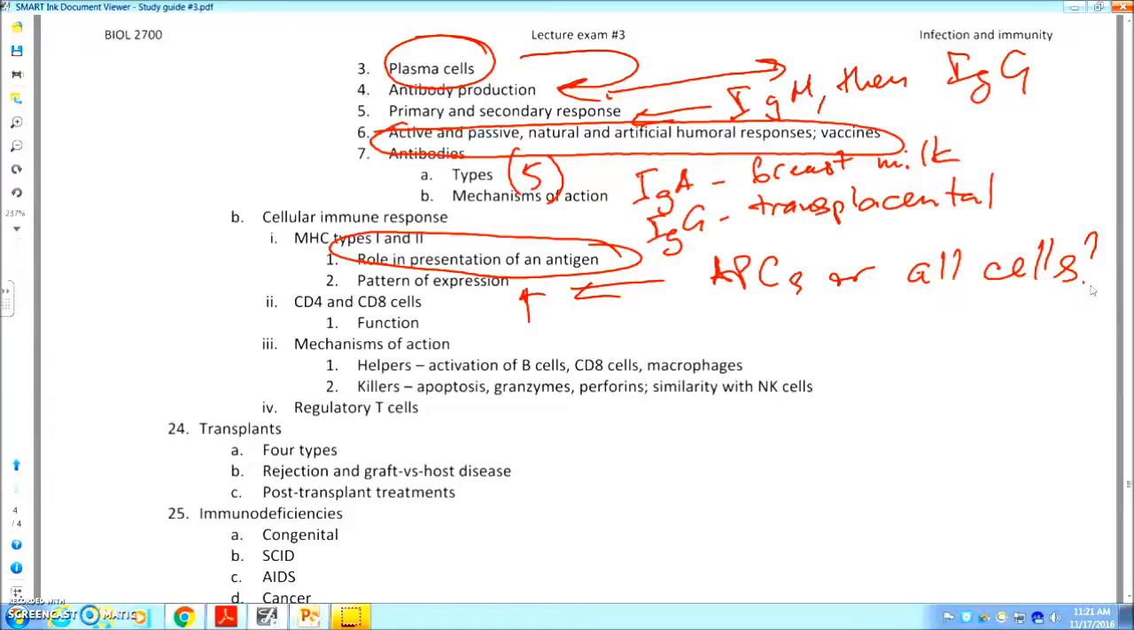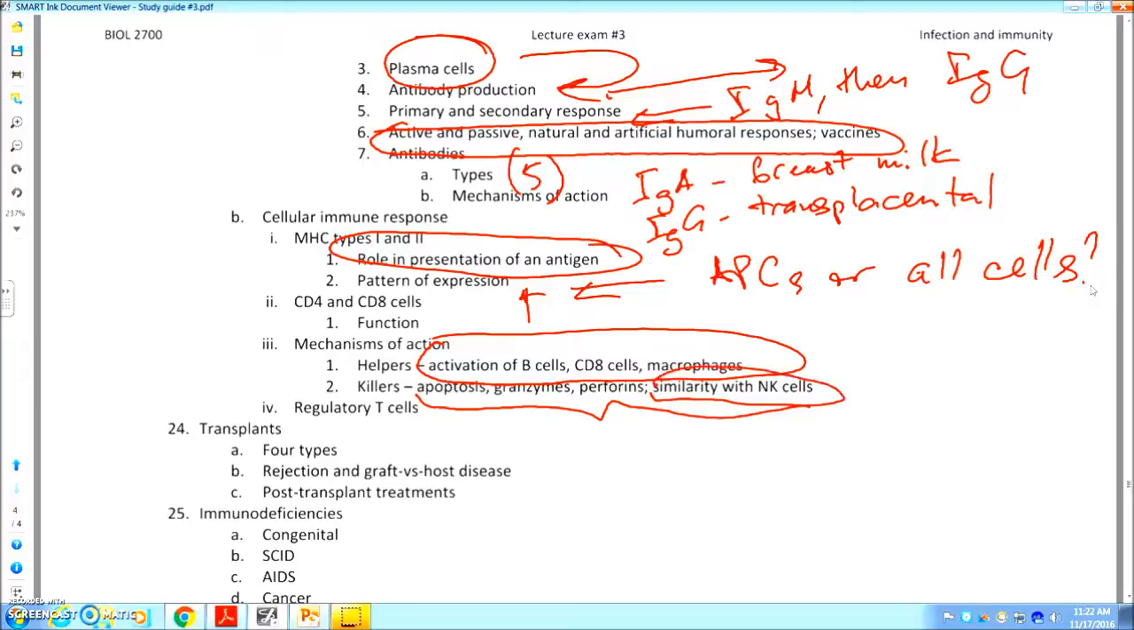Do CD8 cells phagocytose? No. How do CD8 cells kill? Apoptosis, right? Cytotoxicity. Yes, cytotoxic lymphocytes. So there are your mechanisms of action.